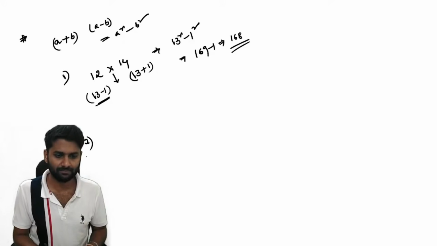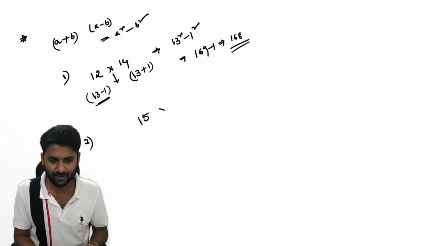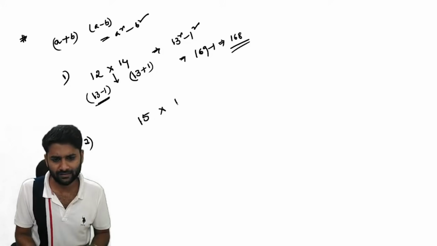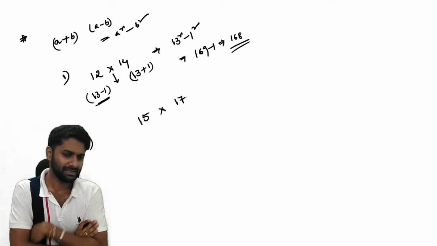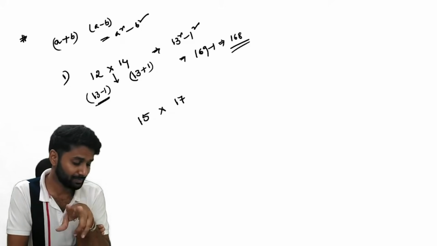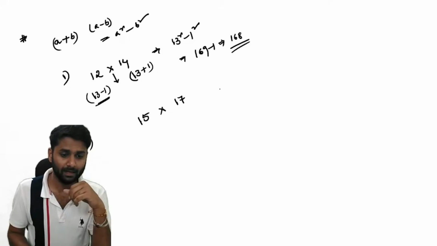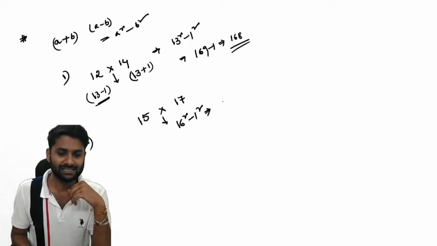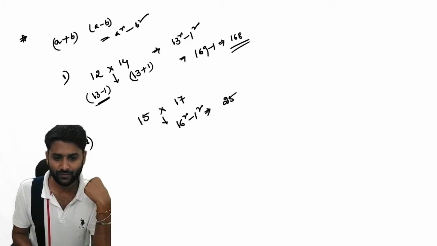Let me take another one. 15 is multiplied with 17. See, both must be even or both must be odd. Remember that either both must be even or both must be odd. Let's take the mean value. Mean value is 16, so the answer is 16 square minus 1 square. What is the 16 square value? 256 minus 1, then the resultant is 255.